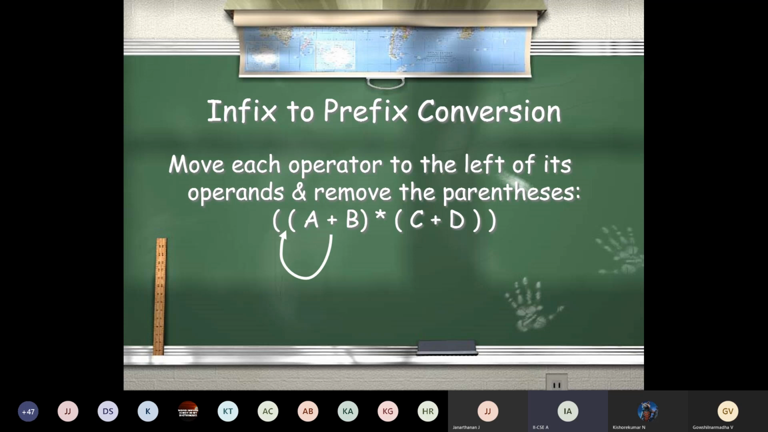If you are converting this a plus b into prefix, what should come here? Can anyone of you guess? Abhinaya B, can you tell me how to convert this a plus b into prefix notation?